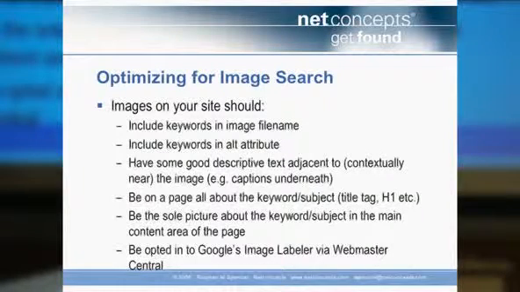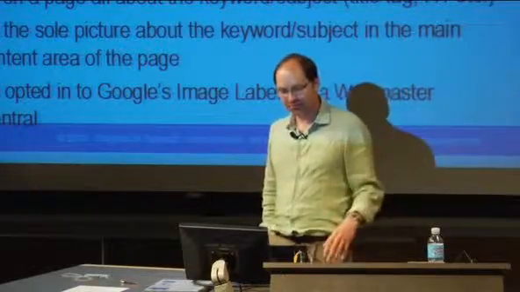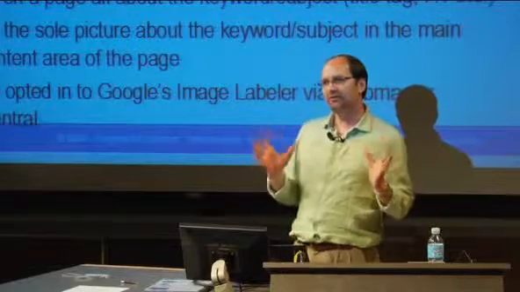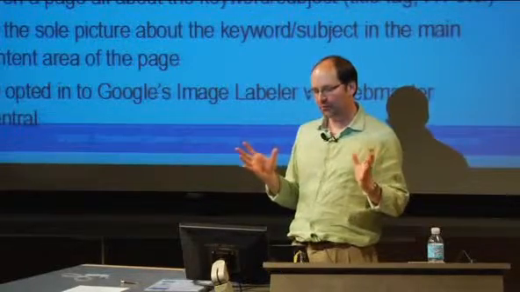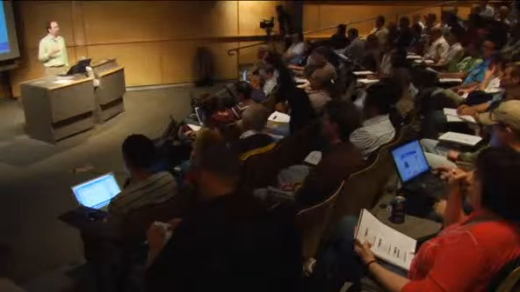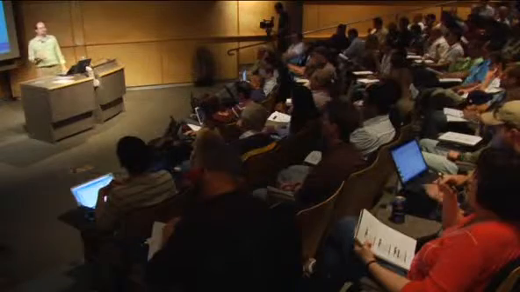Images on your site should include keywords in the image file name. Most of this is no-brainer stuff, right? You want good alt tags or alt attributes. You want to have good file names for your images and so forth. But let's step back for a moment and ask, why would we want to rank well in Google Images? That is kind of a rhetorical question, but thank you for offering to answer.